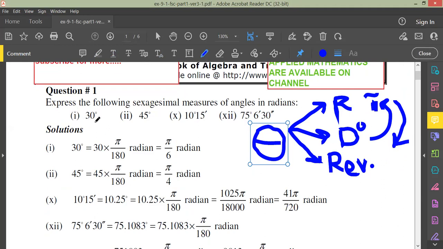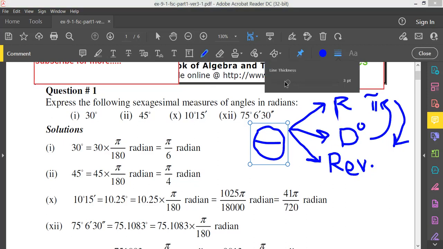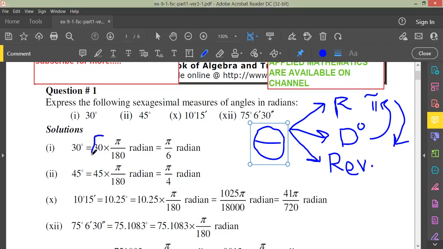So this is 30 degree. We know the procedure to convert a degree into radian. So we will convert into radian by multiplying by pi over 180. So this will be our final answer. Similarly, if there is 45 degrees, we know the procedure to convert a degree into radian. So we will multiply it by pi over 180. So this will be equal to pi over 4 radian.